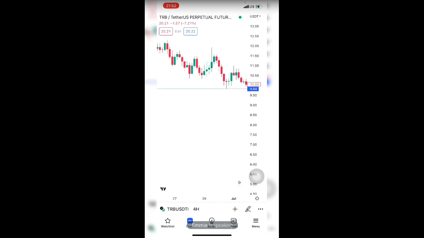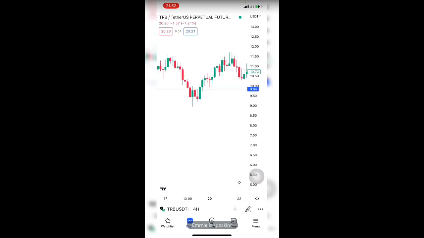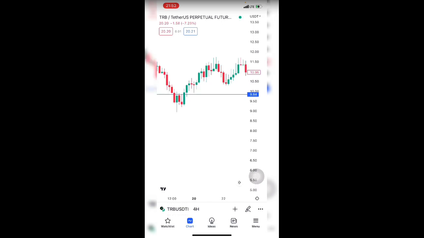All these support and resistance that we are talking about, they are price. They are the price of that coin. Look at it. So 9.84, they will go up. Look at this coin that I made profit from today.